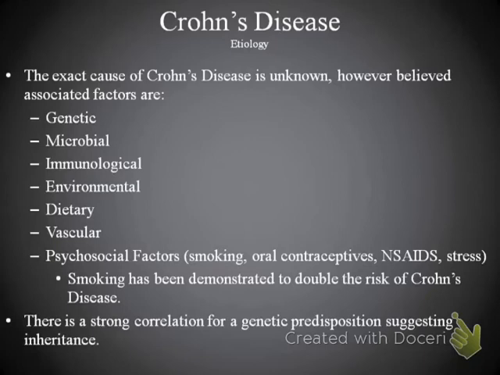Smoking has been demonstrated to double the risk of Crohn's disease. Smoking, as we'll find out, can raise a lot of problems, and so we definitely want to make note that smoking will double your risk of Crohn's disease. So very important to keep in mind. There is a strong correlation for a genetic predisposition suggesting inheritance. So if a family member has Crohn's disease or is a potential carrier, then that automatically increases your risk of developing Crohn's disease.